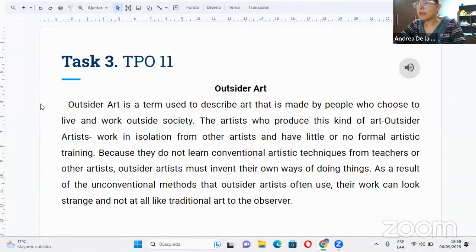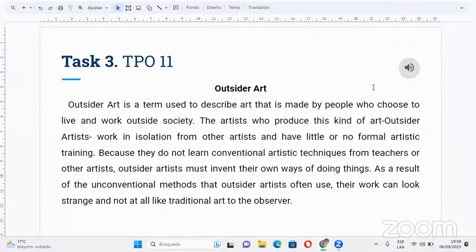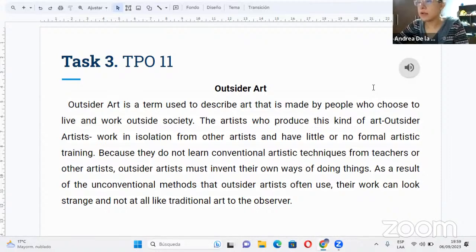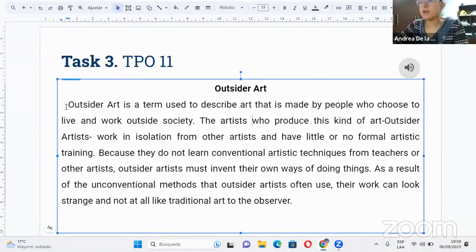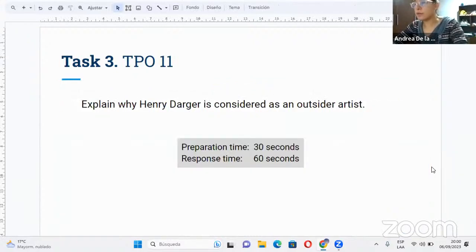So what would you say the concept is in this case? Outsider art. Okay, outsider art. And what is outsider art? It's when you live and work outside the society. Exactly. So outsider art is the art that is made by someone who lives and works outside of society. So we would have to say, according to the reading passage, outsider art is the one that is made by an artist that lives and works outside of society.